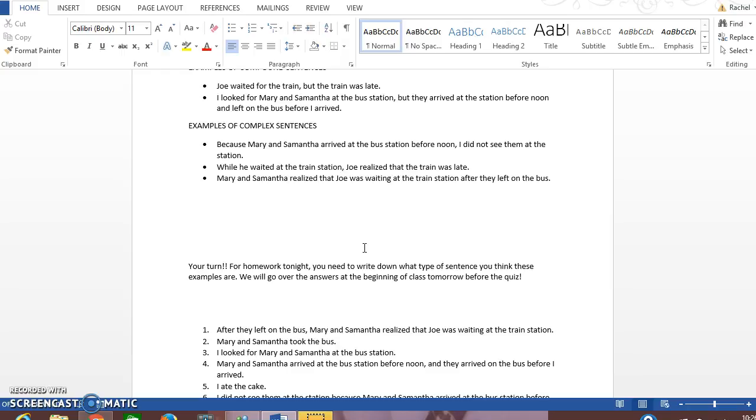Okay, so what is a subordinating conjunction? It's this after right here. That is the word that makes this a complex sentence. Mary and Samantha realized that Joe was waiting at the train station. That's the independent clause, but they left on the bus. That would be one if the after wasn't there, right?